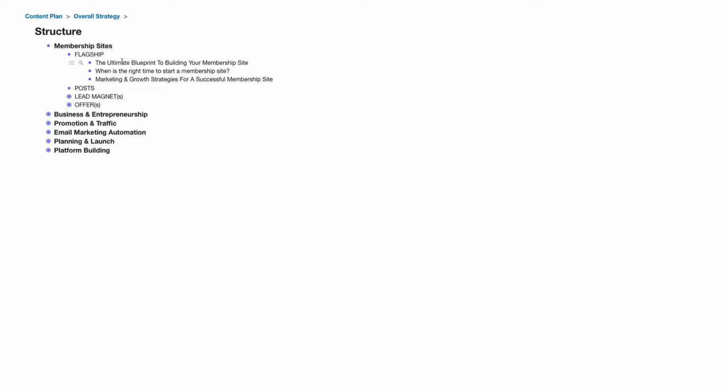In each one, we've got an outline that I use, which starts with the flagship post. This is basically your pillar post in that particular silo. You may have just one, you may have more than one. Right now, I've got the ultimate blueprint to building your membership site, because that would obviously be a very hot topic for my market. Another common question is when is the right time to start the membership site. And then I've got one called marketing and growth strategies for a successful membership site. That one is on my plan. I've not actually written it yet, but you can see how this starts to come together.